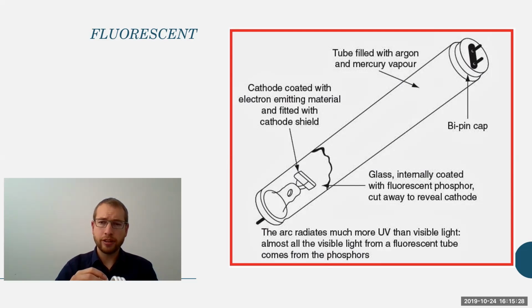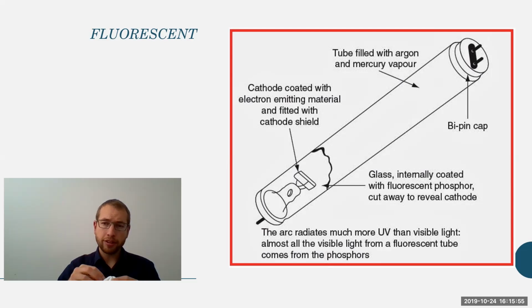And at either end, you're going to have some cathodes. And when you run an electric current through that, it's going to create this electric arc, which is great. It produces a lot of energy. Most of that energy, though, is in the ultraviolet spectrum, which we can't see. Maybe the bees can see that, but we certainly can't.